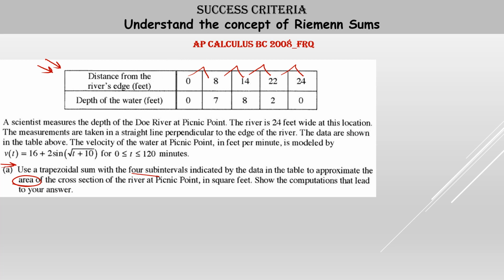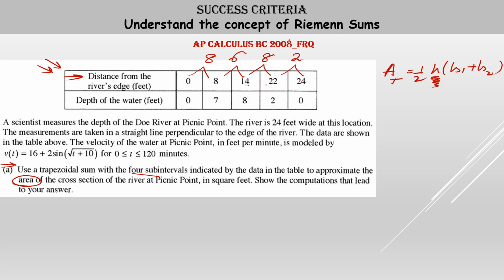First of all, we know the area of the trapezoid is half h times b1 plus b2. And what are the h values? The h values are actually the widths of the rectangles, which are given here as the x values. 8 minus 0 is 8. 14 minus 8 is 6. 22 minus 14 is 8. And 24 minus 22 is 2.